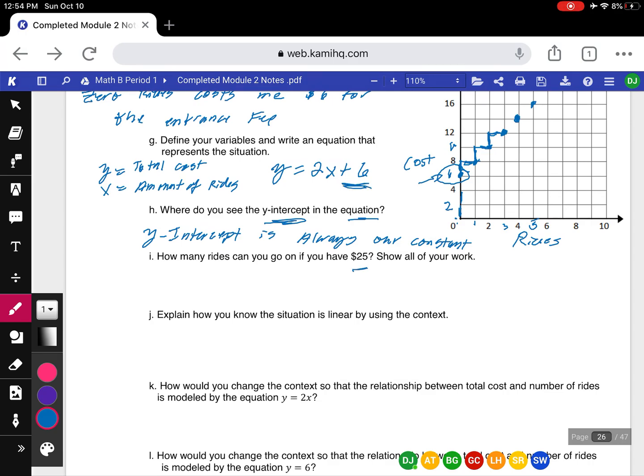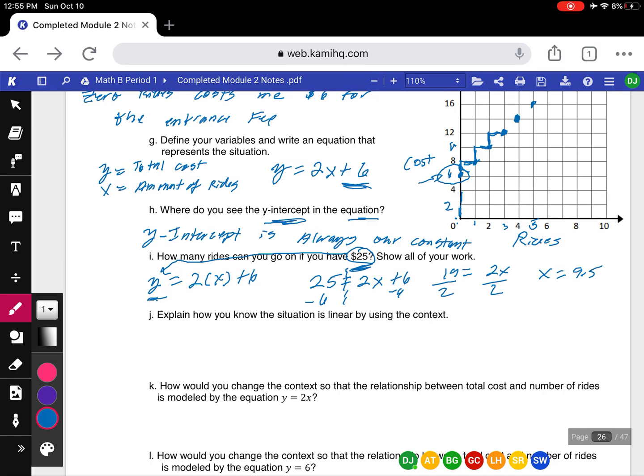Now suppose we have $25. So let's remember this. The total cost is equal to $2 per ride plus $6. And we only have $25. So total cost is y, and I have a total cost of 25. So let's see how many rides I can go on. If I have $25 and it is $2 per ride plus the $6 to get in, I can begin to solve this. If I minus 6 on both sides of the equal sign, this will give me 19 is equal to 2x. And when I divide both sides by 2, I'm going to get x equals 9.5.